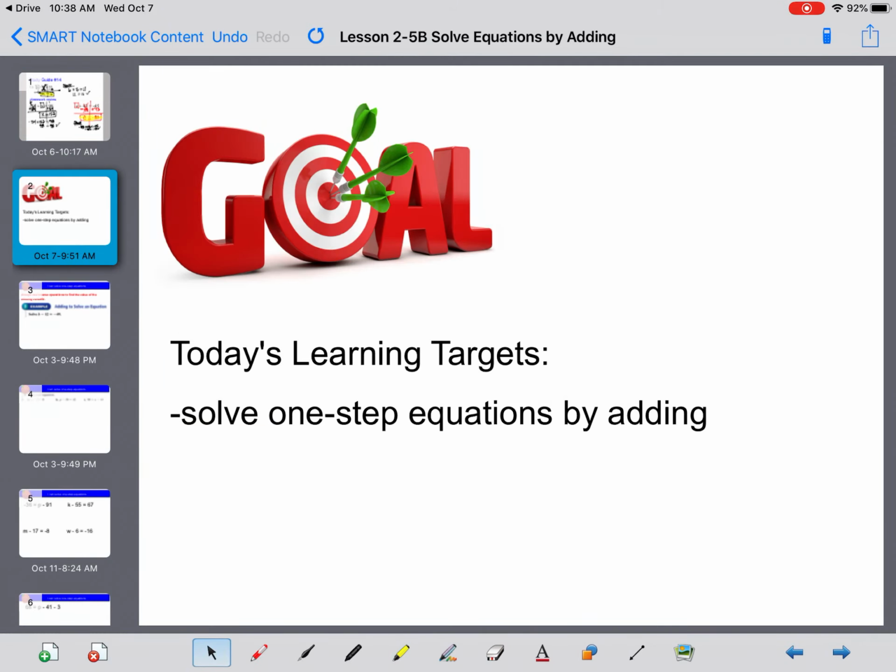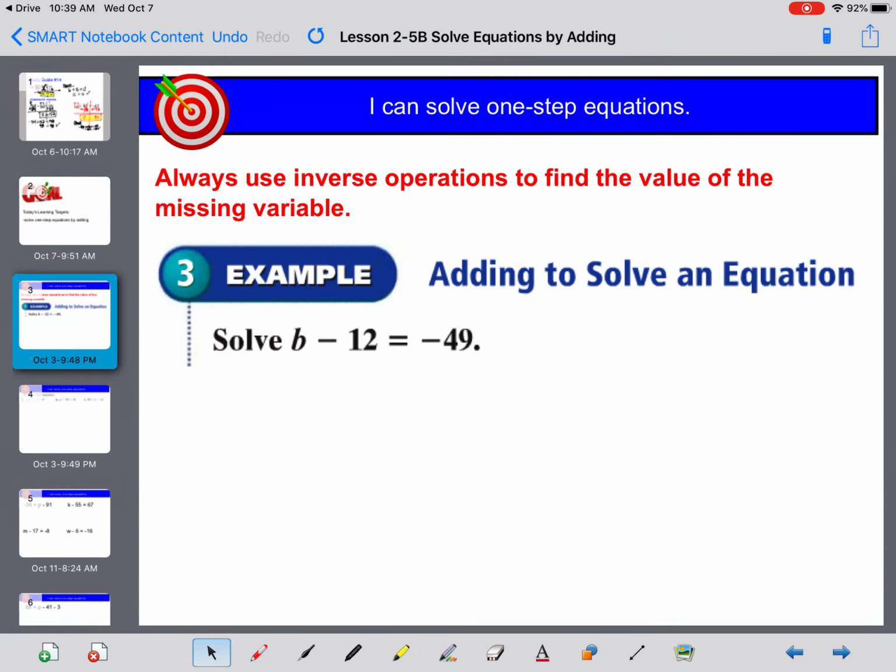So today we're going to broaden our understanding of solving one-step equations by not always using subtraction. Sometimes you will have to use addition, whatever the inverse is of what's currently there. So in this example, b minus 12 equals negative 49. I'm trying to find out the value of b. I see that I am subtracting 12.